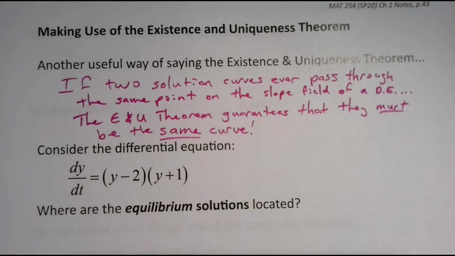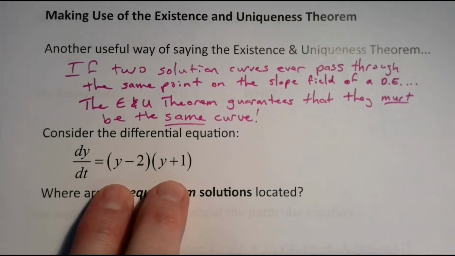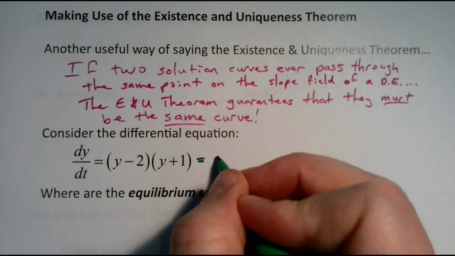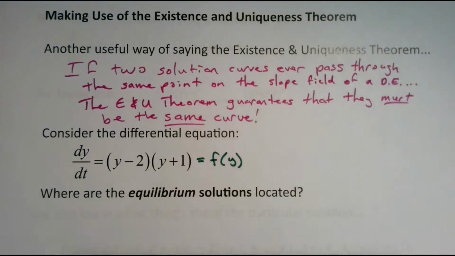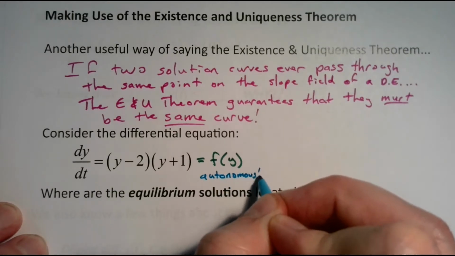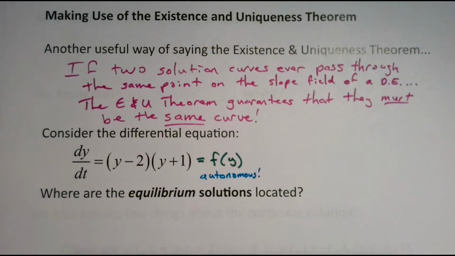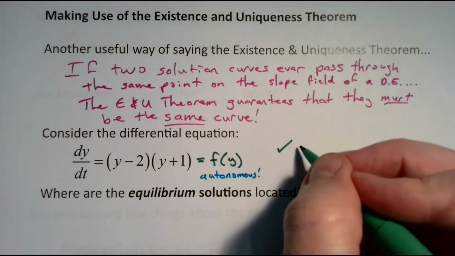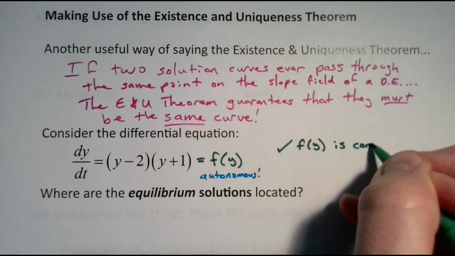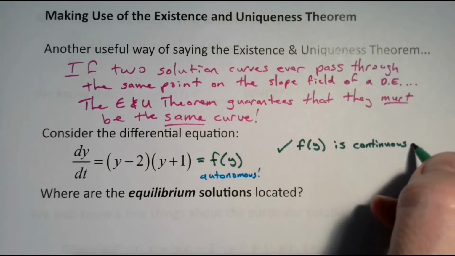So if you consider a differential equation that looks something like this, you might look at it and go, oh yeah, does this thing fit the bill for our existence and uniqueness theorem? Remember, there's two requirements. The first thing you probably want to recognize is that this is what we would call an autonomous differential equation. We've learned a little about those, and we've seen how they work. But a couple of things to recognize is that f of y is continuous everywhere.